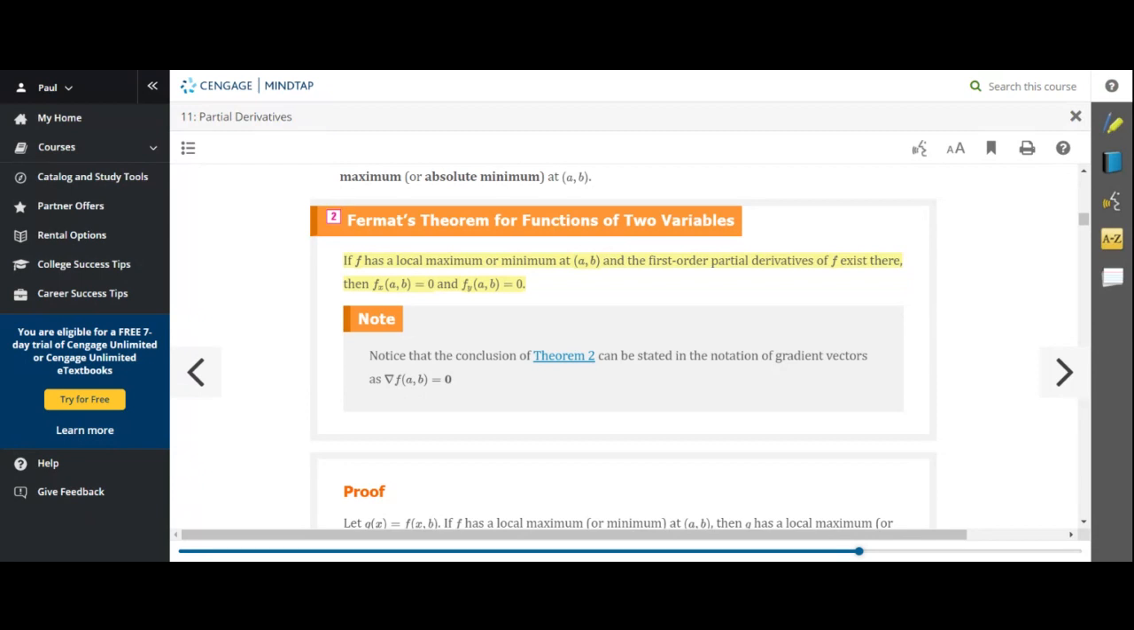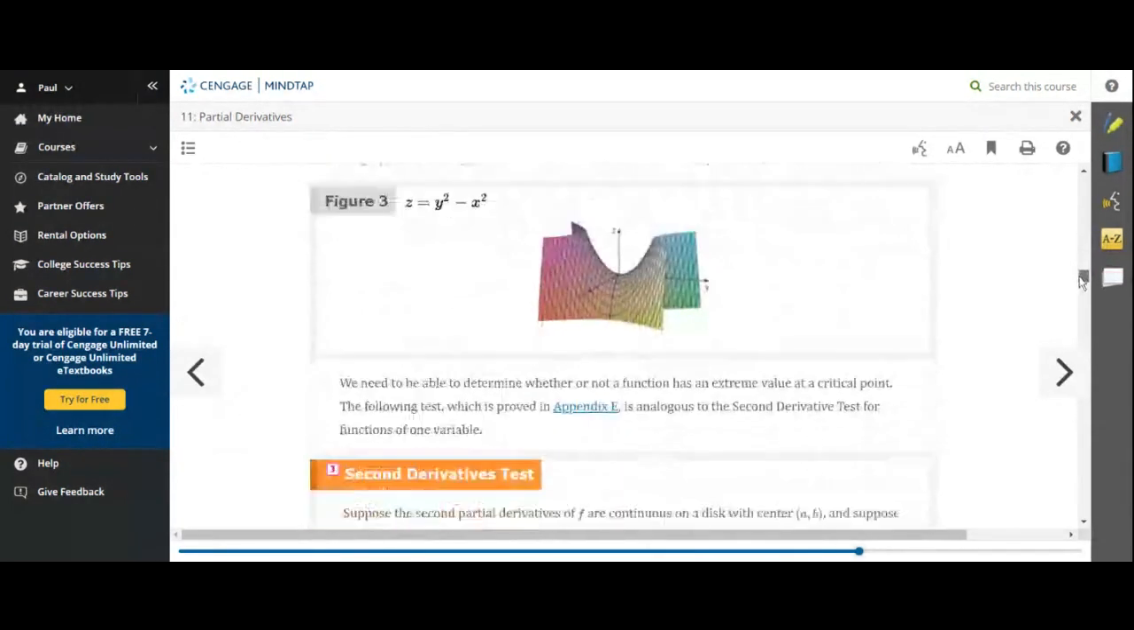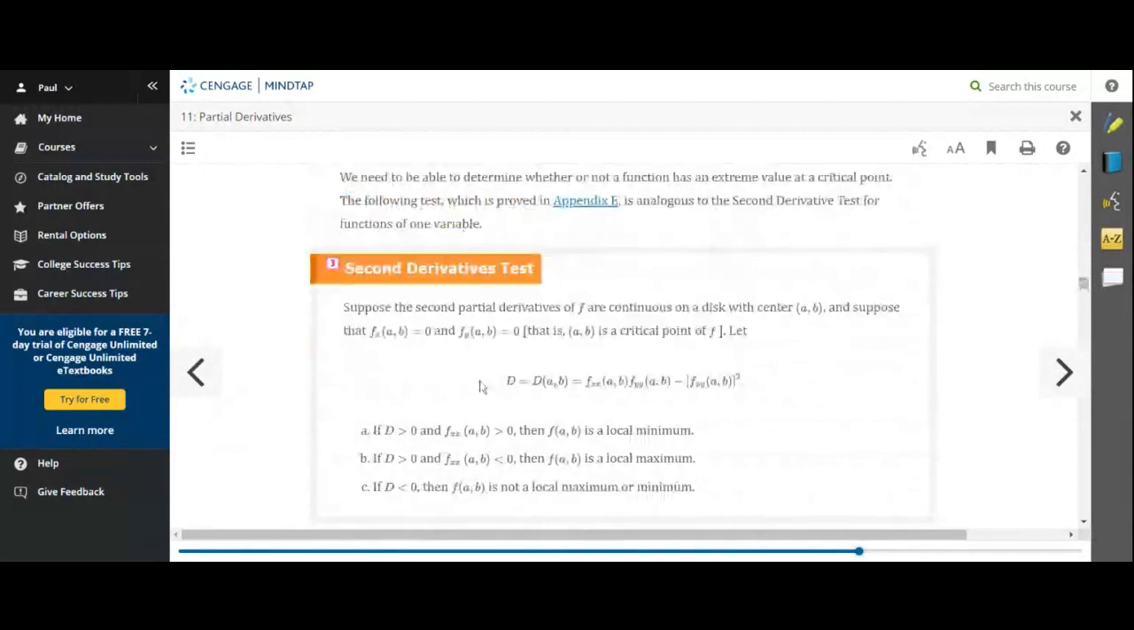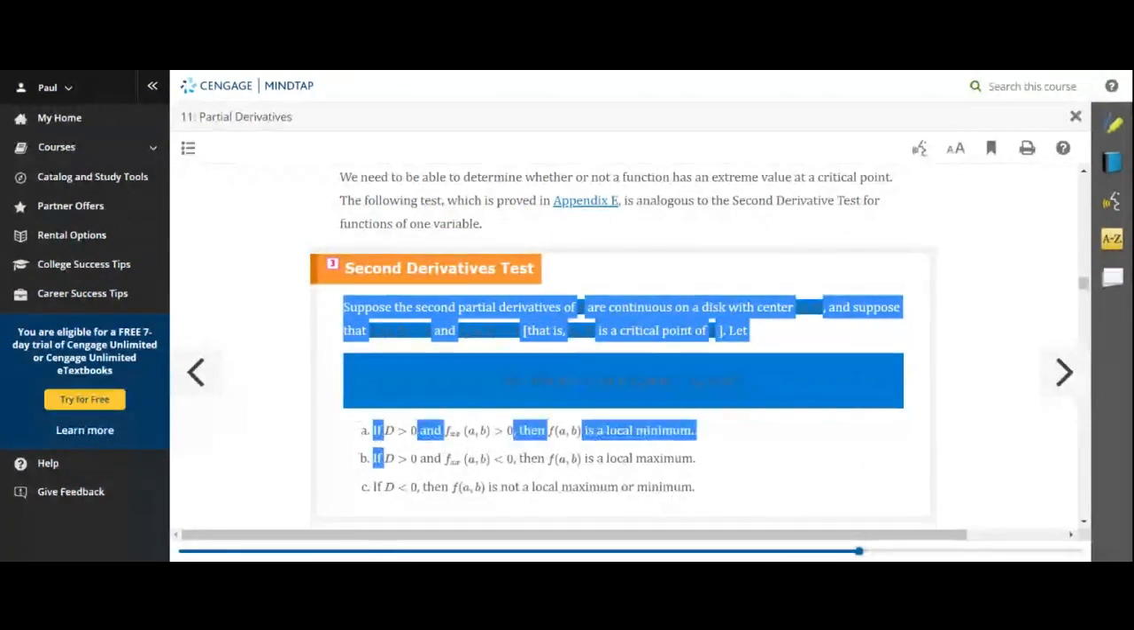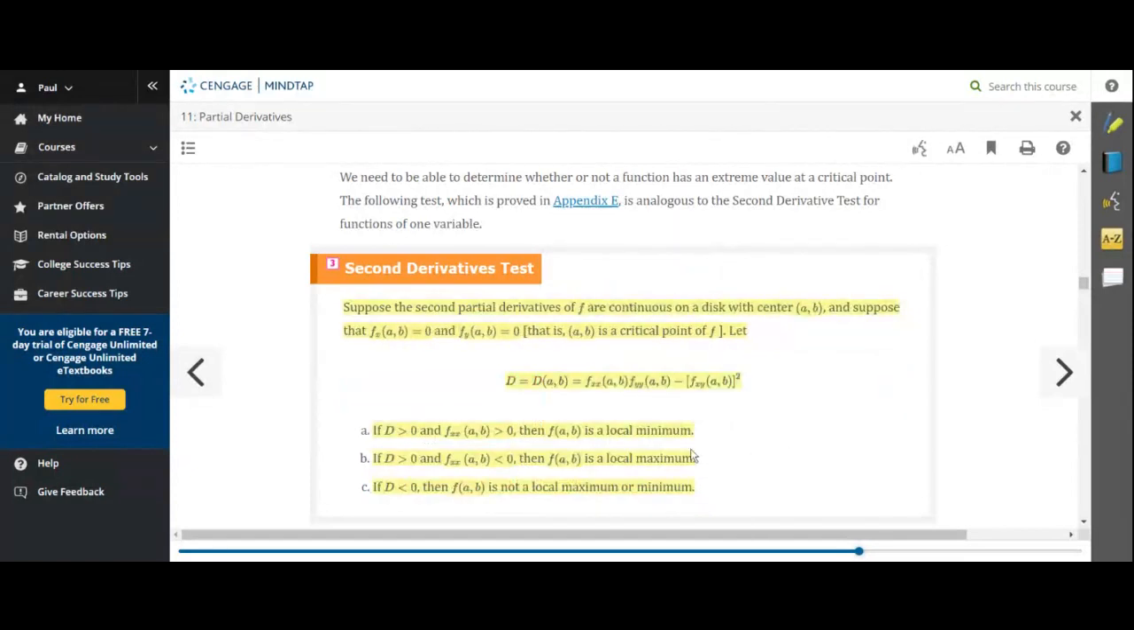Now, the next thing you have to establish is, once you identify the critical points, are the critical points maxima or minima? And for that, we have a test called the second derivatives test, which is right here. It's actually proven in the appendix.